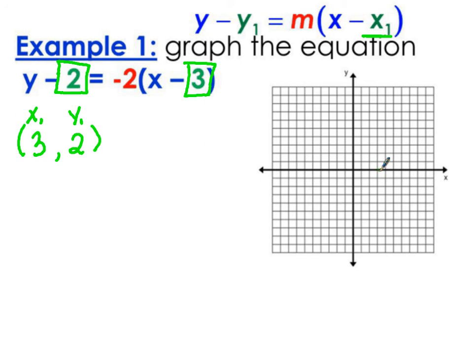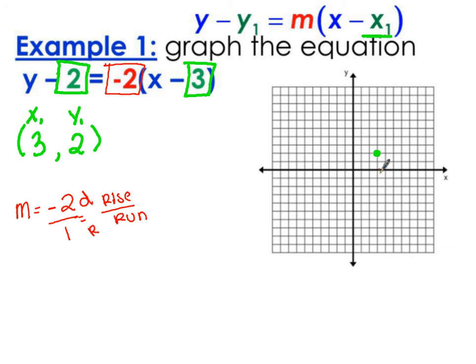1, 2, 3, up 2. There's my beginning point. From there, just like in slope-intercept form, I'm going to move my slope. Notice the m, the slope, sits right in front of the parentheses. So this is my slope, and it's negative 2. Remember, that's rise over run. And notice that this is a fraction. In order to turn a whole number to a fraction, you always put it over 1. This was negative 2, which means it's going to go down 2 and to the right 1.